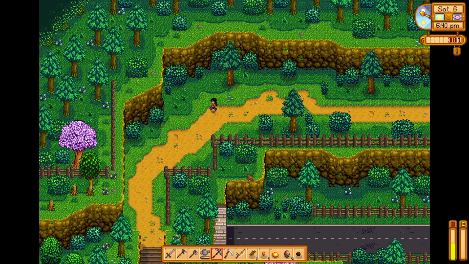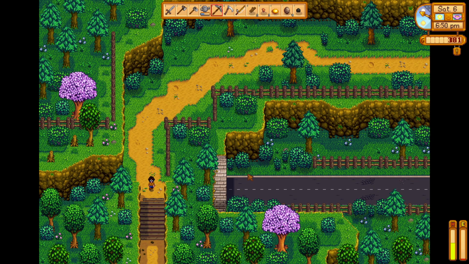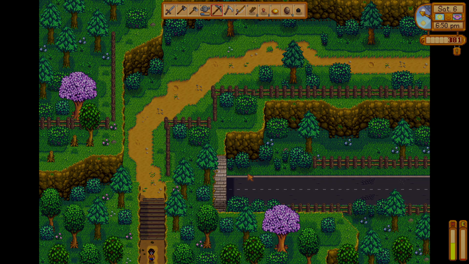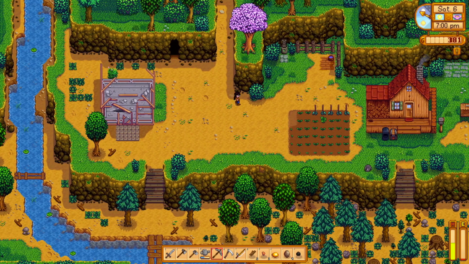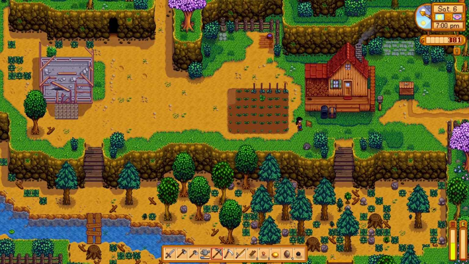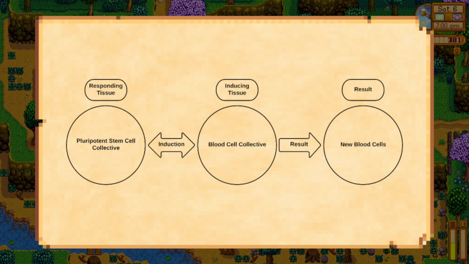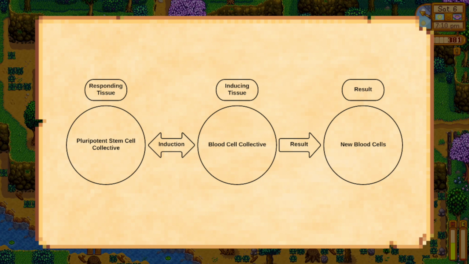In the beginning, as you might have learned in science class, cells are pluripotent. In other words, they can become any other type of cell needed by the organism they make up. For example, stem cells can be differentiated into blood cells, brain cells, hard muscle cells, and so on and so on. One of the forces behind this differentiation is called induction, which involves collectors of pluripotent cells, termed the responding tissue, coming into contact with other groups of cells, the inducing tissue. Such a process is what is shown in this diagram.